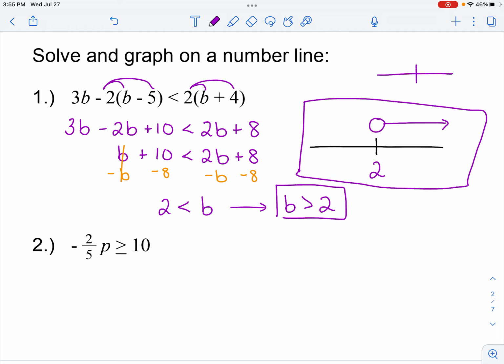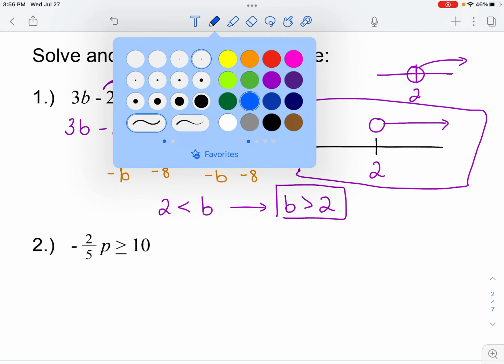You could also draw your number line with the circle right on the line and then draw from there as well. I see that a lot. Sometimes if you draw your circle little, it's hard to tell if it's open or closed, so a lot of times you'll see me draw it above the number line. Okay, problem number 2.